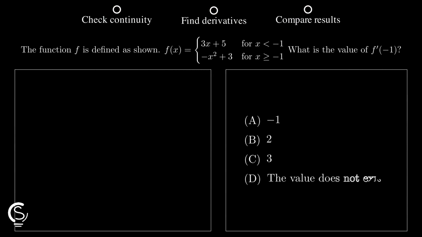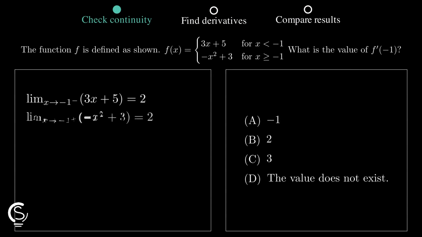First, check if the function is continuous at x equals -1. Both pieces meet at the same y value, so the function is continuous. You got this. Let's go now.